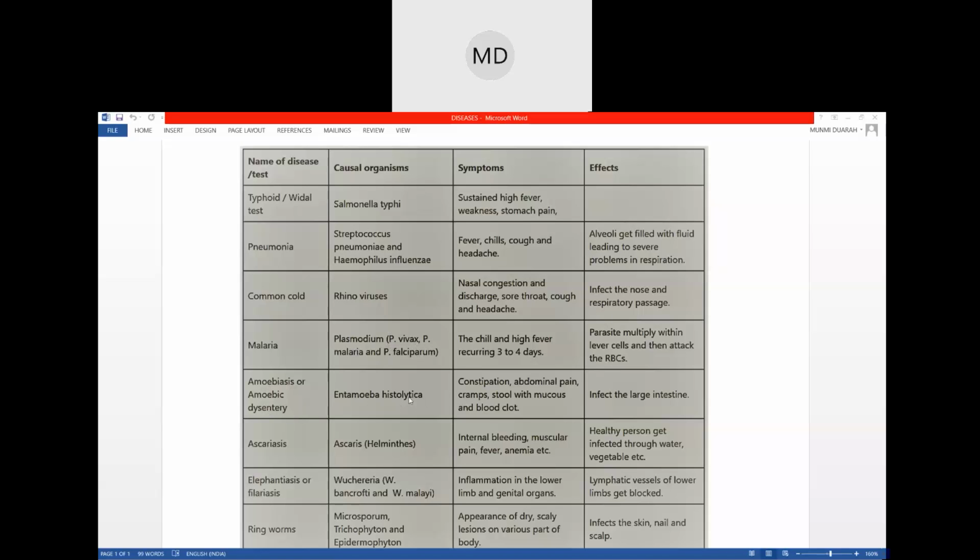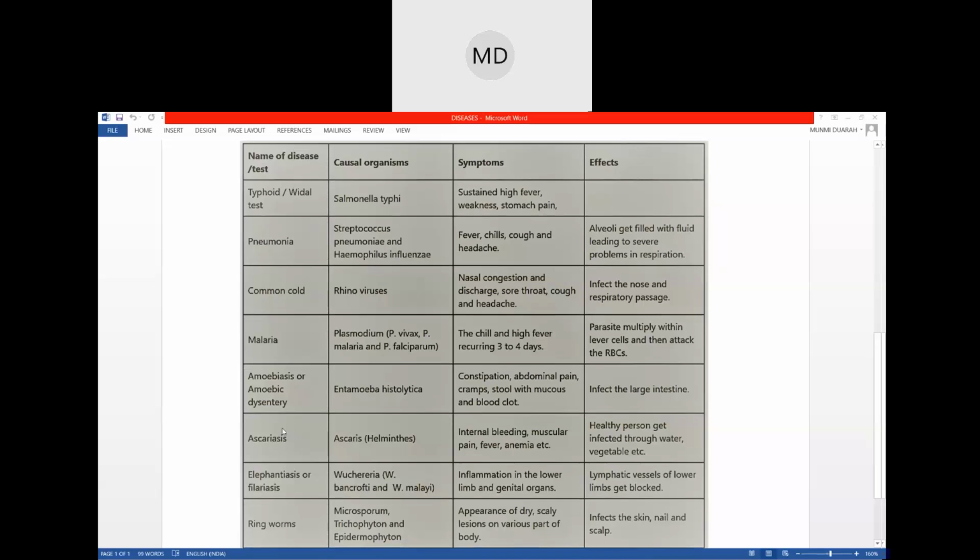Amoebic dysentery is there, no? So that is this disease. Then ascariasis, another disease. For small children, if they eat a lot of sweets, they get this worm disease, ascariasis. Then elephantiasis, where the legs become very big, like an elephant's, and that is caused by Wuchereria.